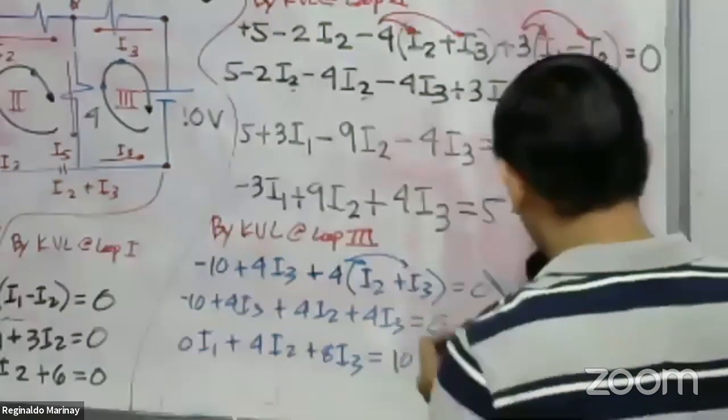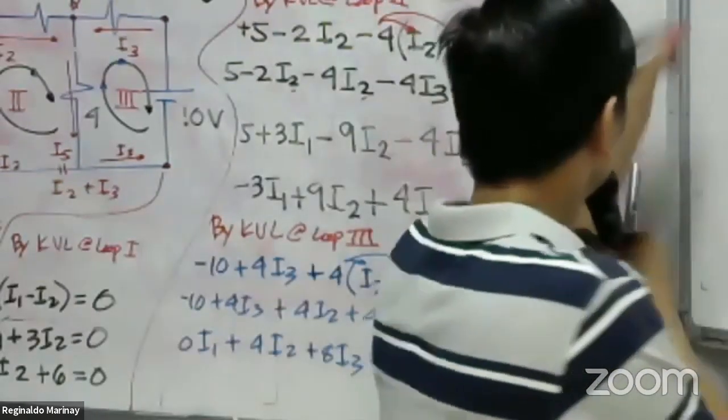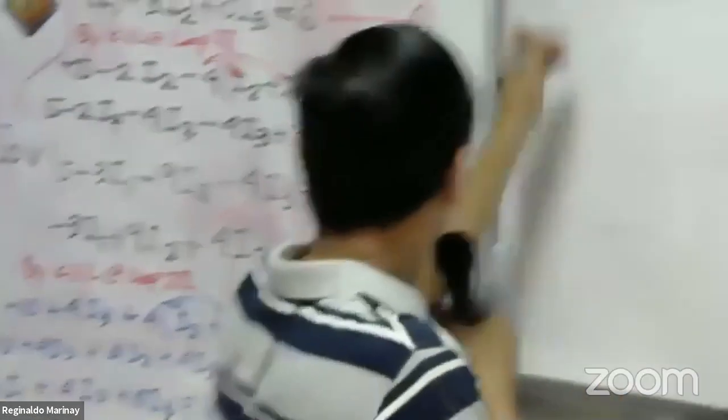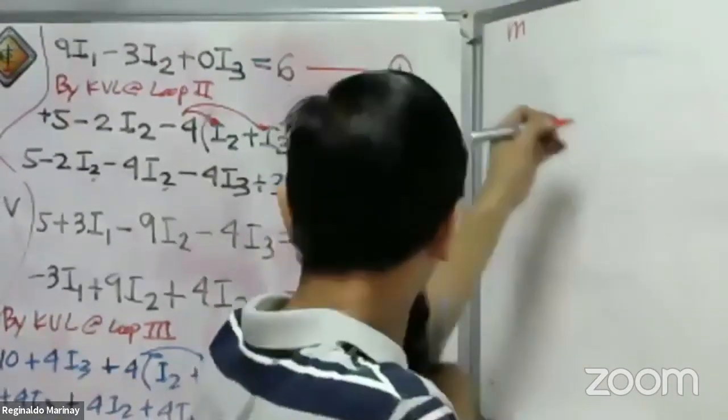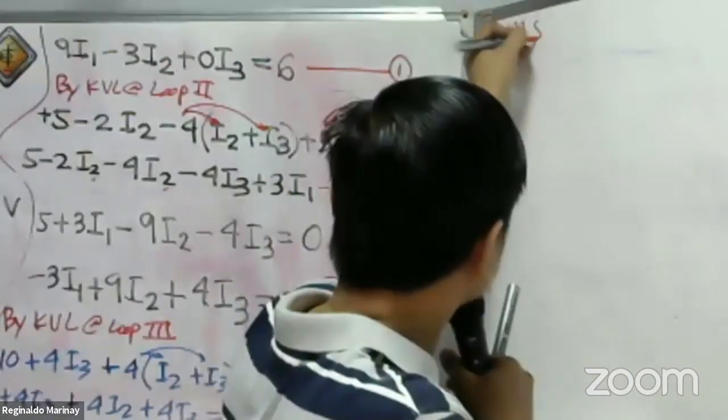Now we are ready. Come on. Okay. So we have mode 5-2 in our calculator.